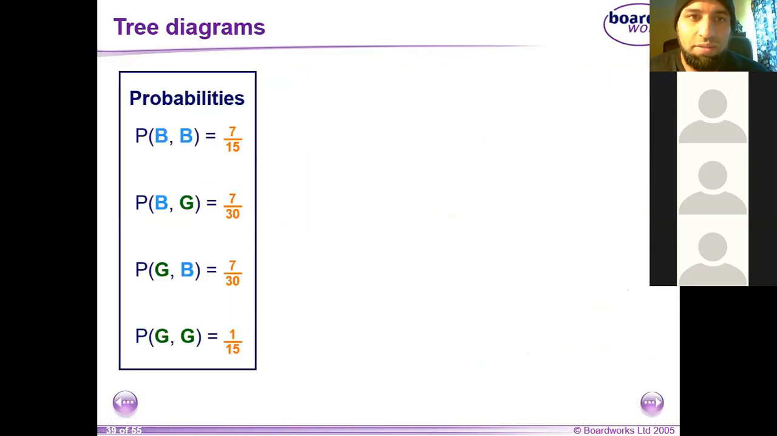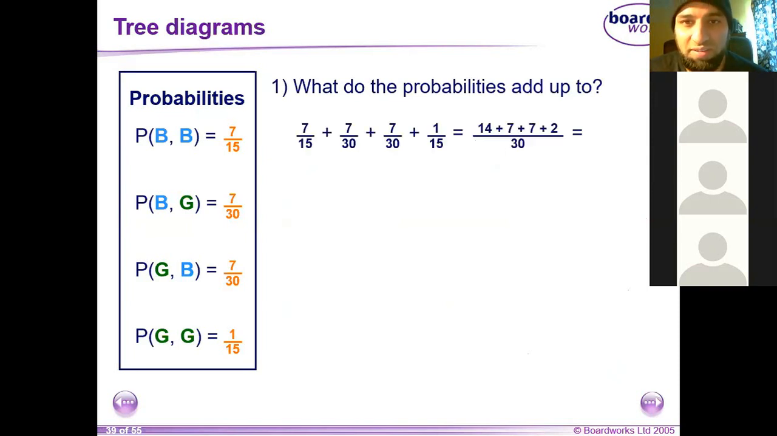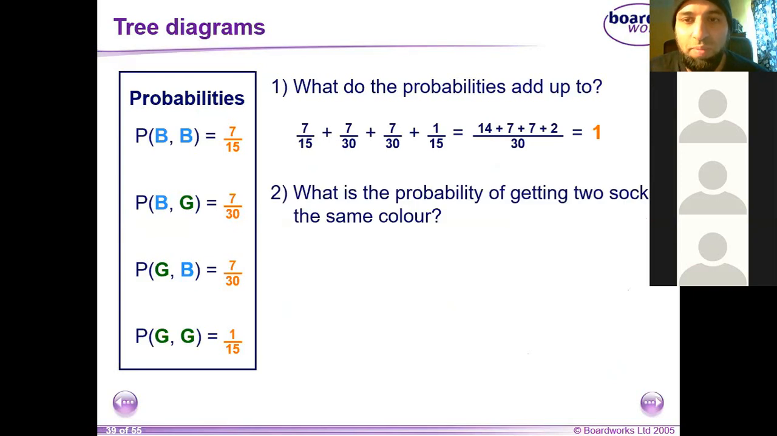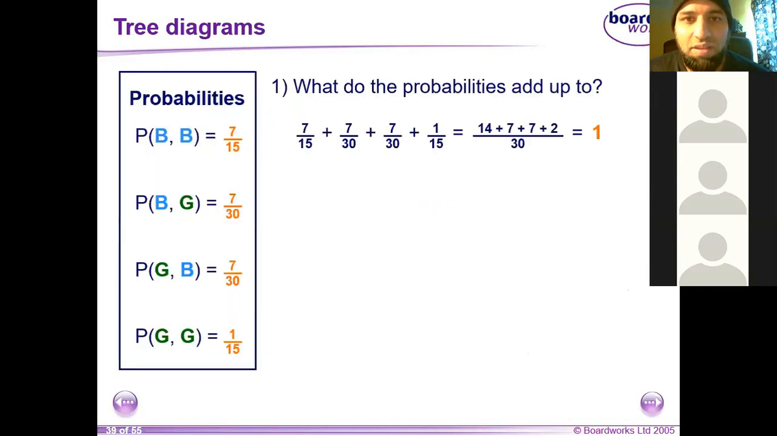Okay. So now, next one. Right. What do the probabilities add up to? You guys should know now. They always add up in total to 1. What is the probability of getting 2 socks of the same color? Okay, now let's look at this. What is the probability of getting 2 socks of the same color?